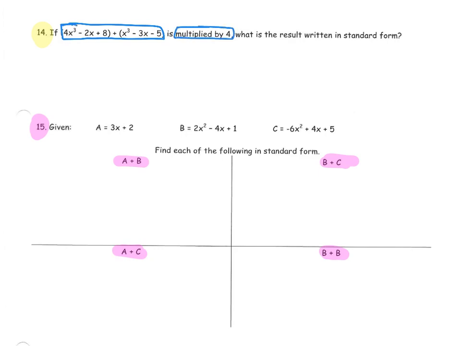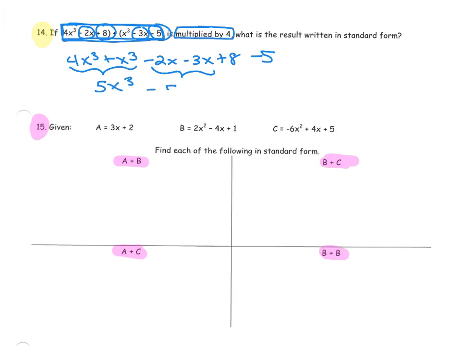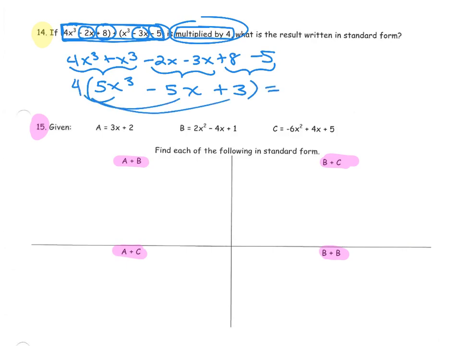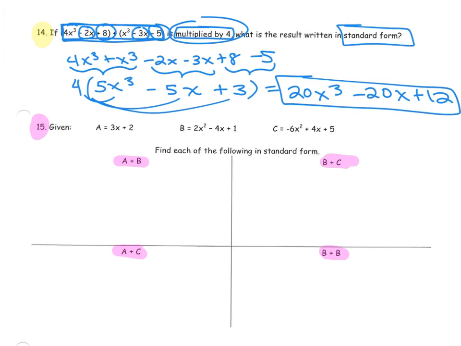So I'm first going to combine my like terms in here. So I have 4x cubed plus x cubed minus 2x minus 3x plus 8 minus 5. Combine like terms, that's 5x cubed minus 5x plus 3. Multiply it all out by 4. So we're going to distribute into everything. And we end up getting 20x cubed minus 20x plus 12. So that is my final answer. And notice I want it in standard form. I believe Delta Math does mark it incorrect if it's not in standard form.